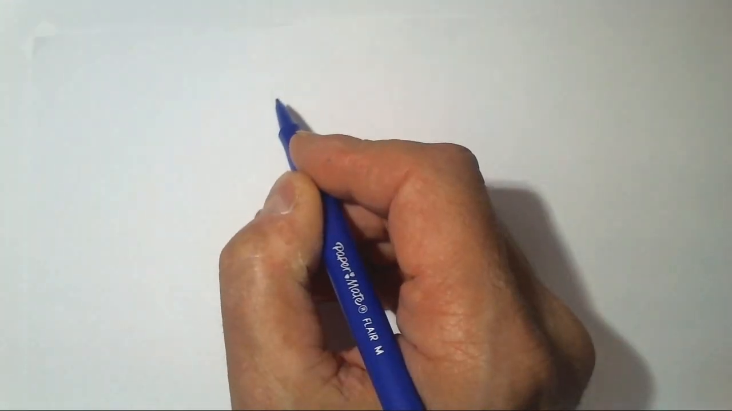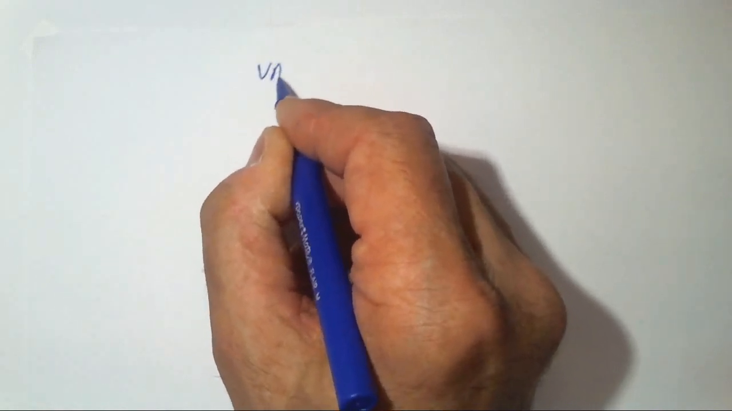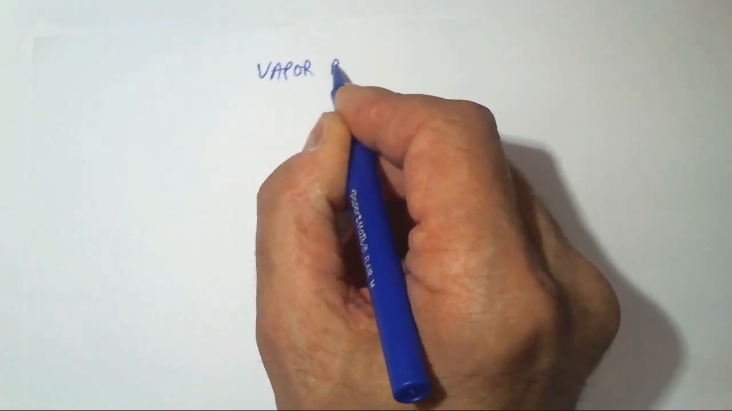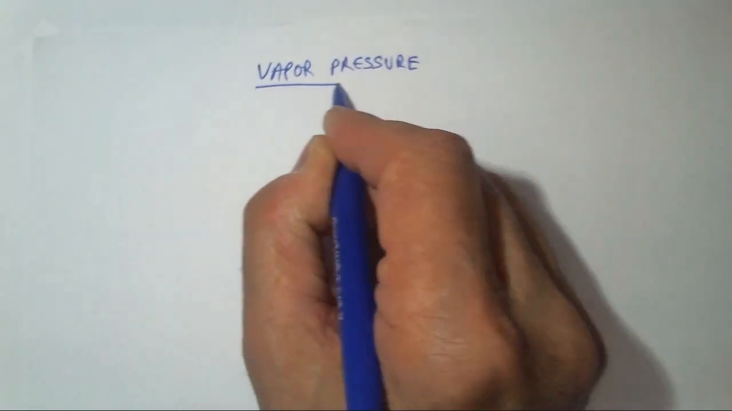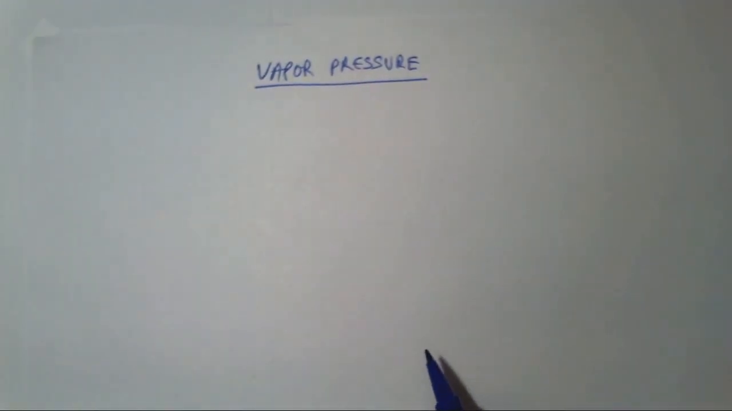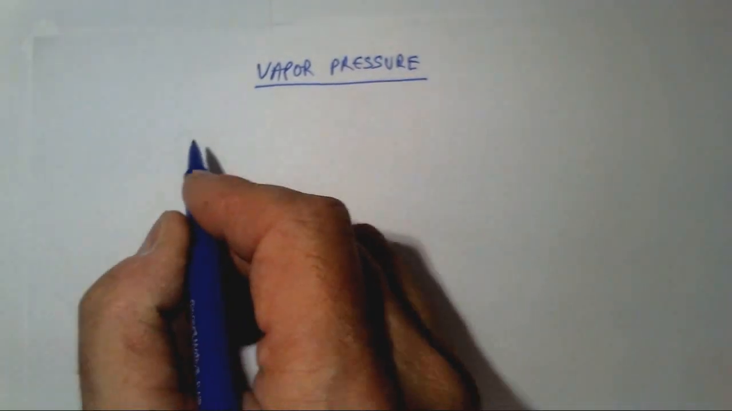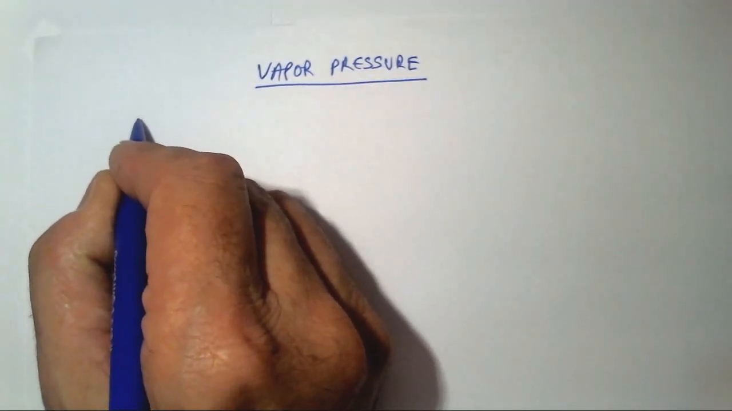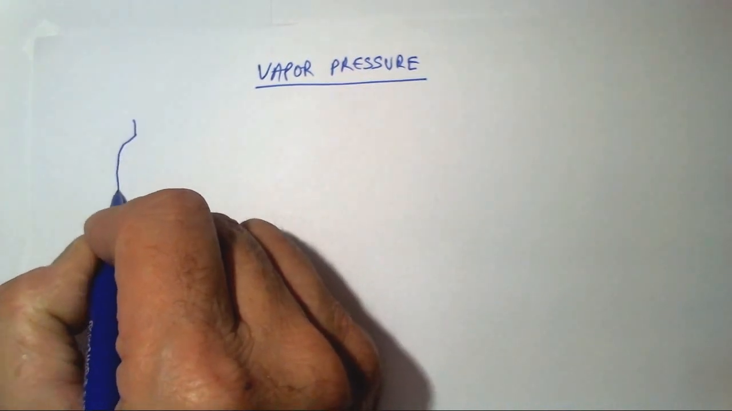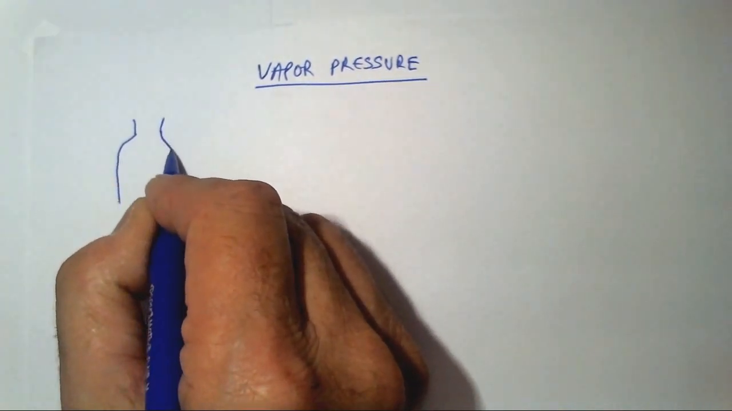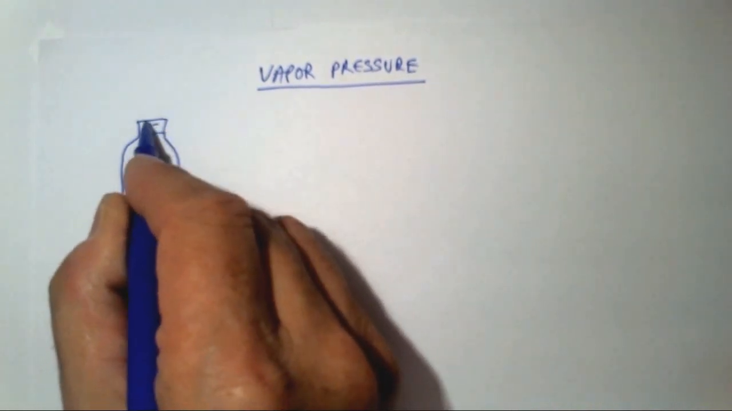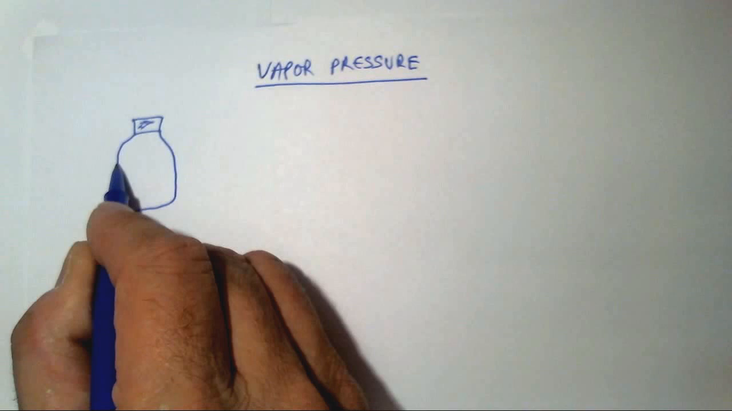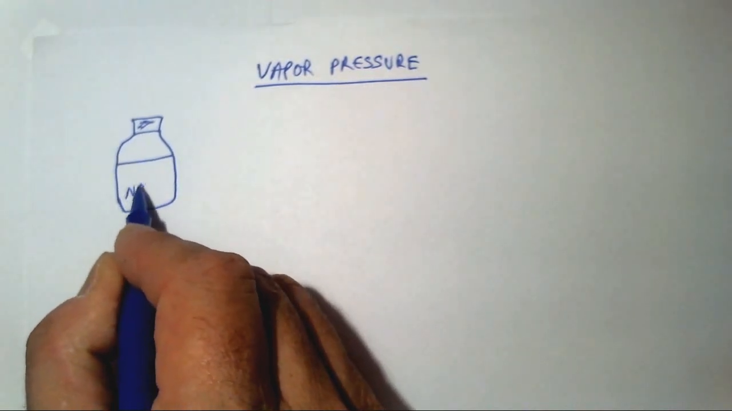Okay, what I want to talk to you today about is something called vapor pressure. And vapor pressure is, well, it's the pressure of a vapor above a liquid. I'm sure we've all had the experience of, let's say you've got a bottle of something here, a liquid that evaporates easily. Maybe it's a nail polish remover.